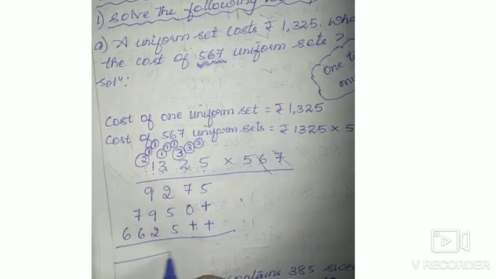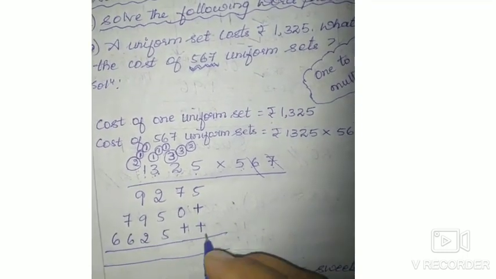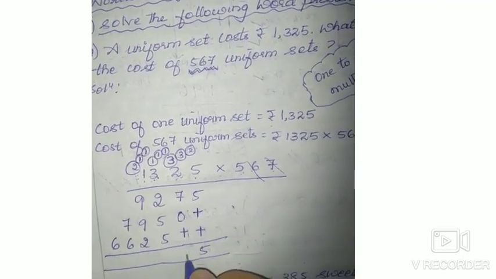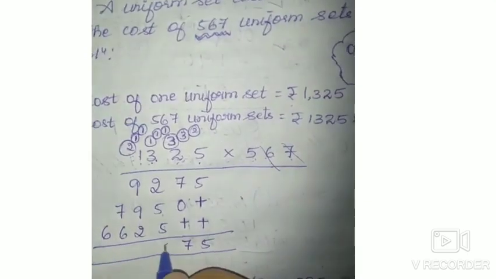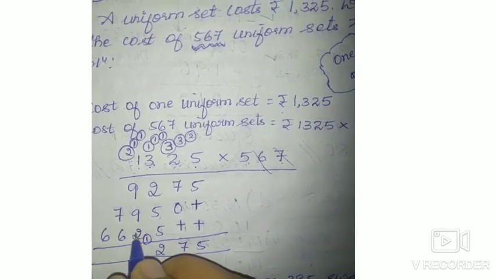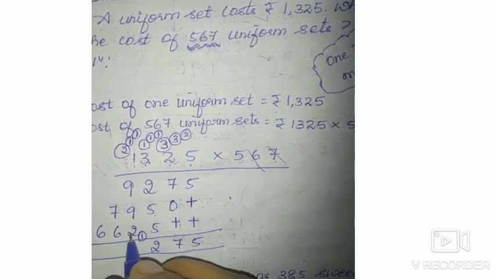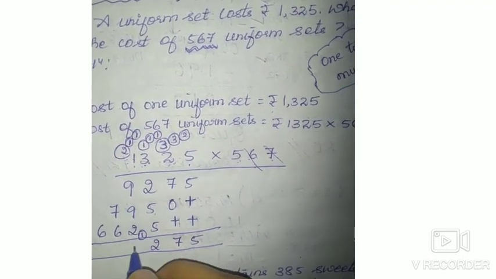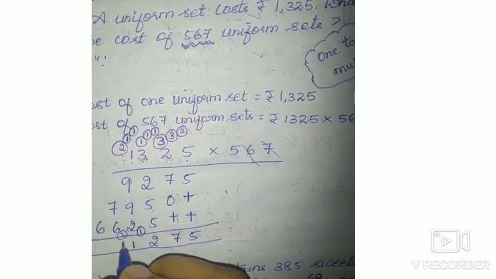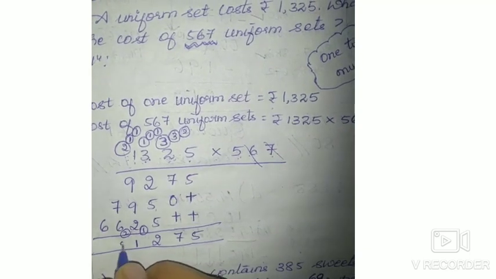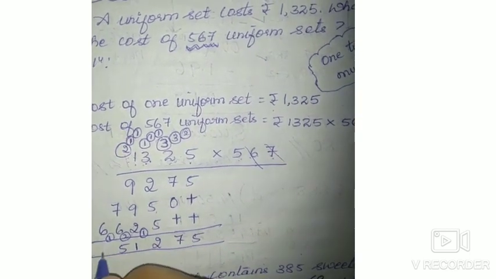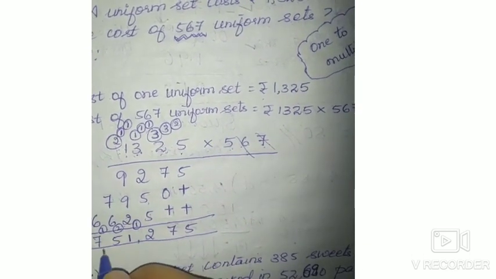Next, add this sum. 5 plus 0 is 5. 7 plus 0 is 7. 5 plus 5 is 10. 10 plus 2 is 12. 1 carry here. 2 plus 1 is 3. 3 plus 9 is 12. 12 plus 9 is 21. 7 plus 2 is 9. 9 plus 6 is 15. 6 plus 1 is 7.